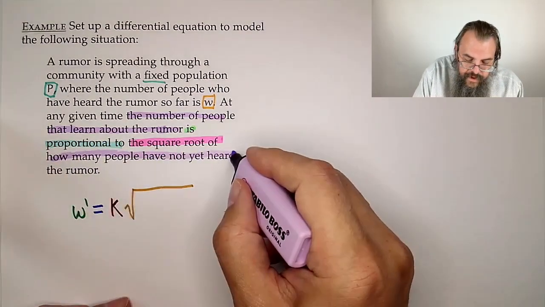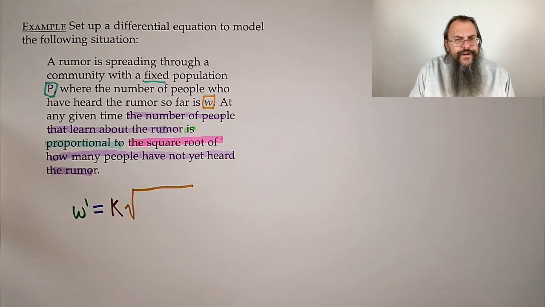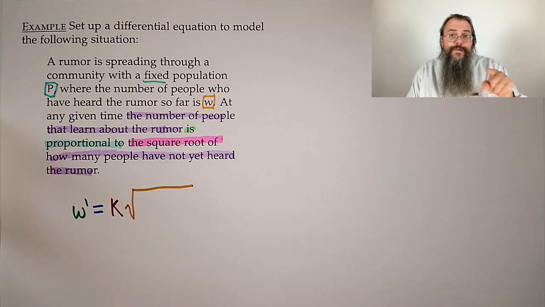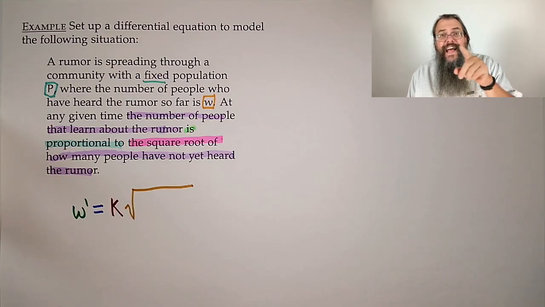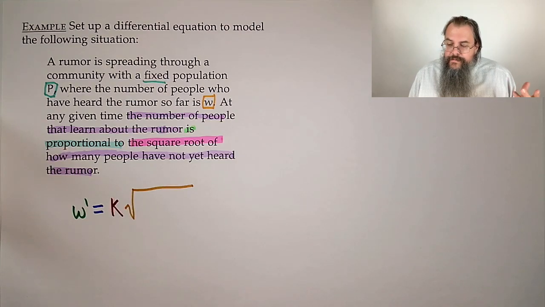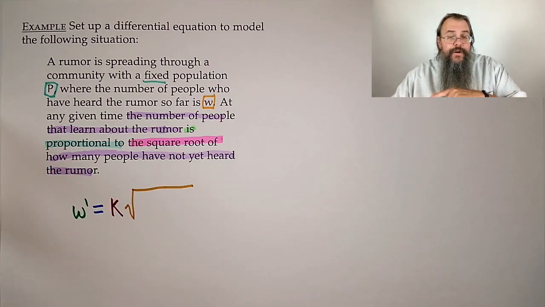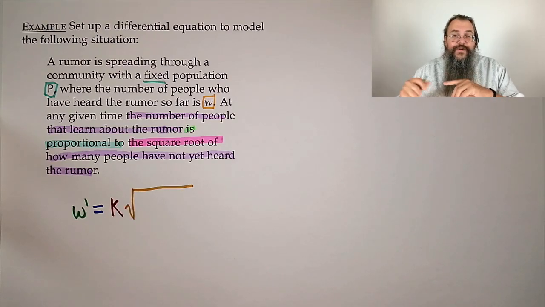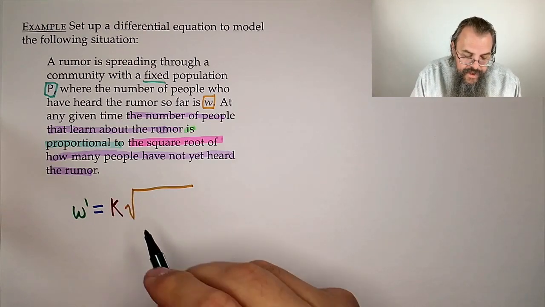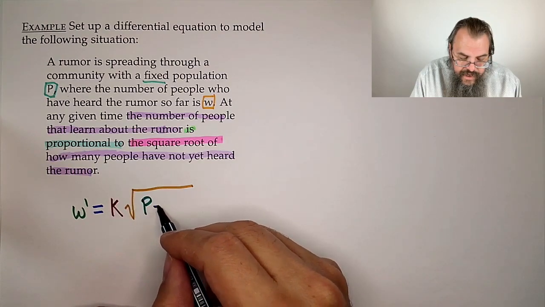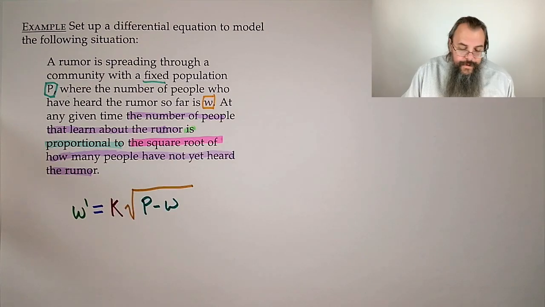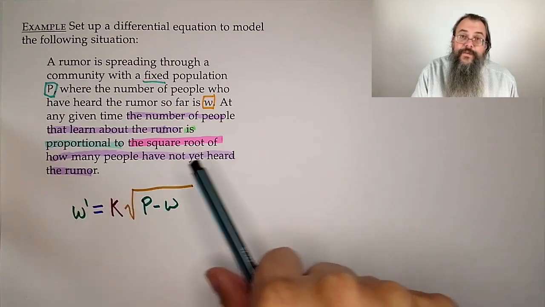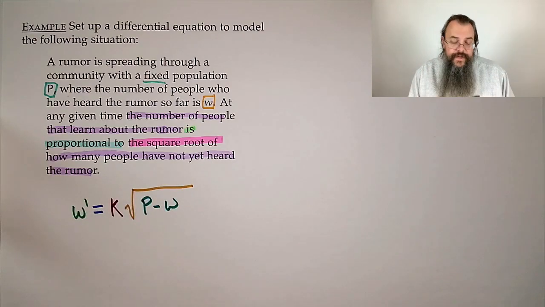How many people who have not yet heard the rumor? All right, now we've got to think about that. Because that's not W. W is how many people who have heard. How many people have not? Well, we have our whole population, and we know how many people have heard about the rumor is W, so it's everybody else. And so that would be our population subtract W. And that's it. We're done. We've translated the sentence into a formula, and that's set up our differential equation.